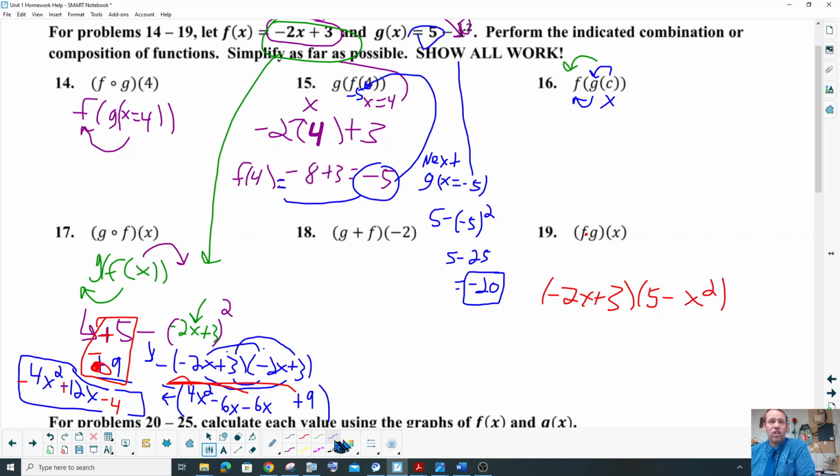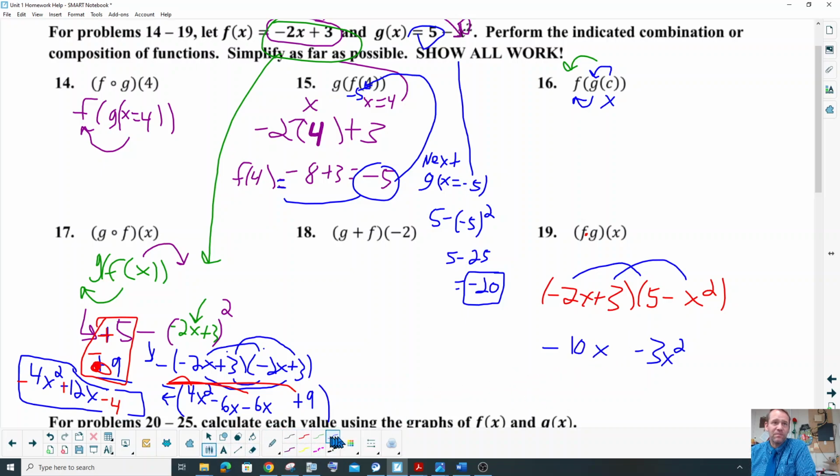And what you're going to do is multiply all that out. So negative 2x times 5 is negative 10x. And then 3 times negative x squared, that's actually going to be a negative 3x squared there, not positive. So we'll go ahead and erase that.